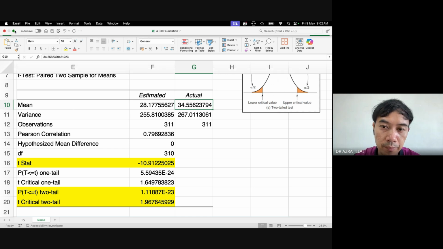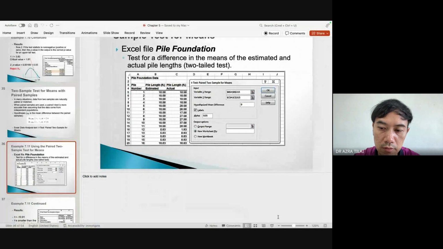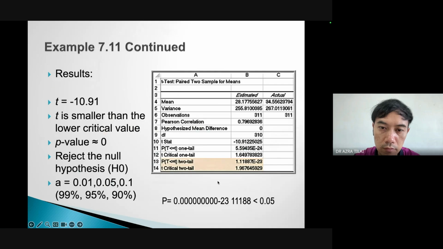Okay, look at this one. So the t statistic is negative 10.91. Okay, t is smaller than the lower critical value, and then the p-value is 0. Okay, the hypothesized mean difference is 0. So we reject the null hypothesis.